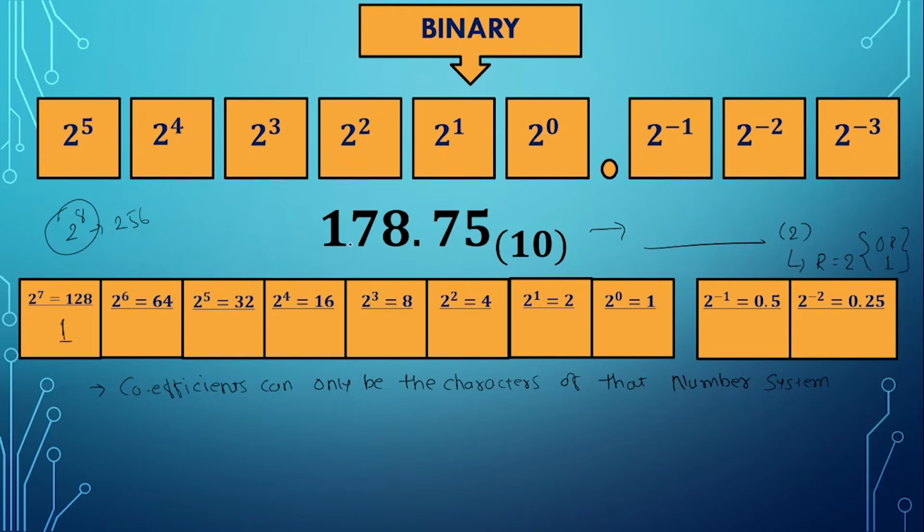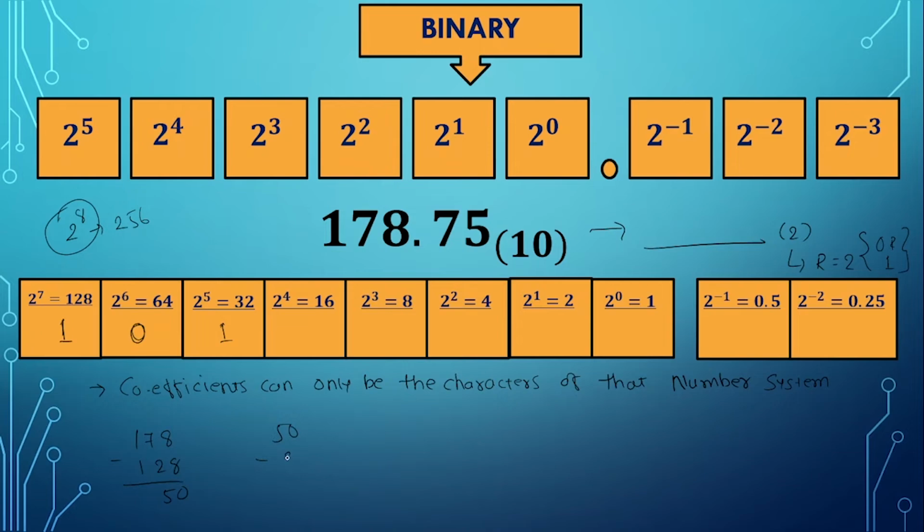So to form 178, I have utilized 128. What is the remaining number? 178 minus 128, so you will have 50 over here. Now if you want to make 50, that means you are not going to use this 64, so you will put 0 over here. 32 must be used, so you will put 1 over here.